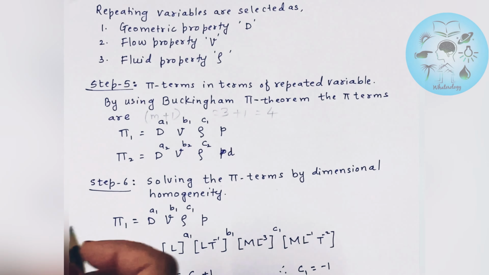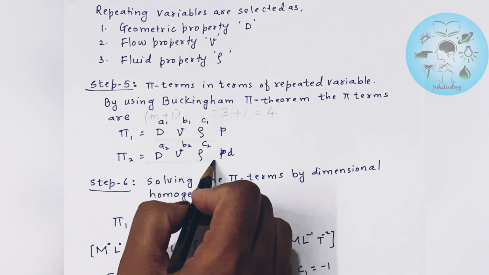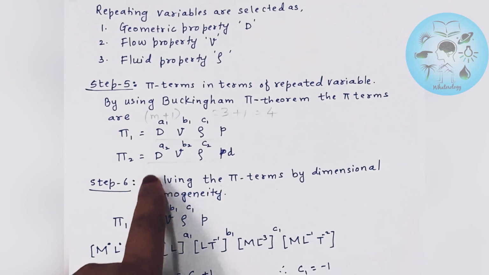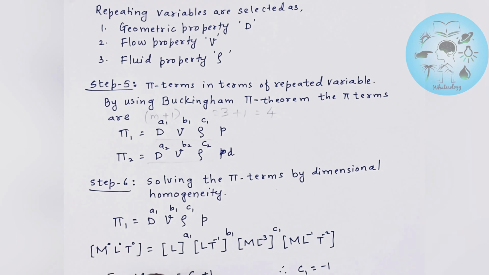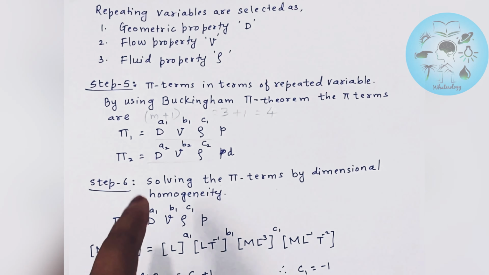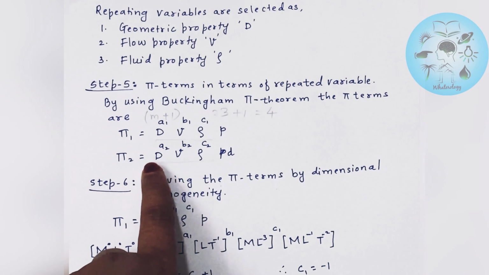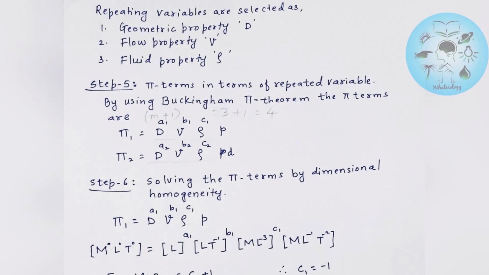Among those 4 variables there should be the 3 repeating variables in both the pi terms, or in both the dimensionless numbers. So we will write as it is D, v, rho as repeating variables, similarly D, v, rho as repeating variables in the pi 2 term. So now how to differentiate these two? For differentiating these 2 pi terms, we will be giving different powers to the repeating variables. For pi 1 we will be giving a1, b1, c1, and for pi 2 we will be giving the powers as a2, b2, c2. Remember, this is the standard procedure given by the Buckingham pi theorem.